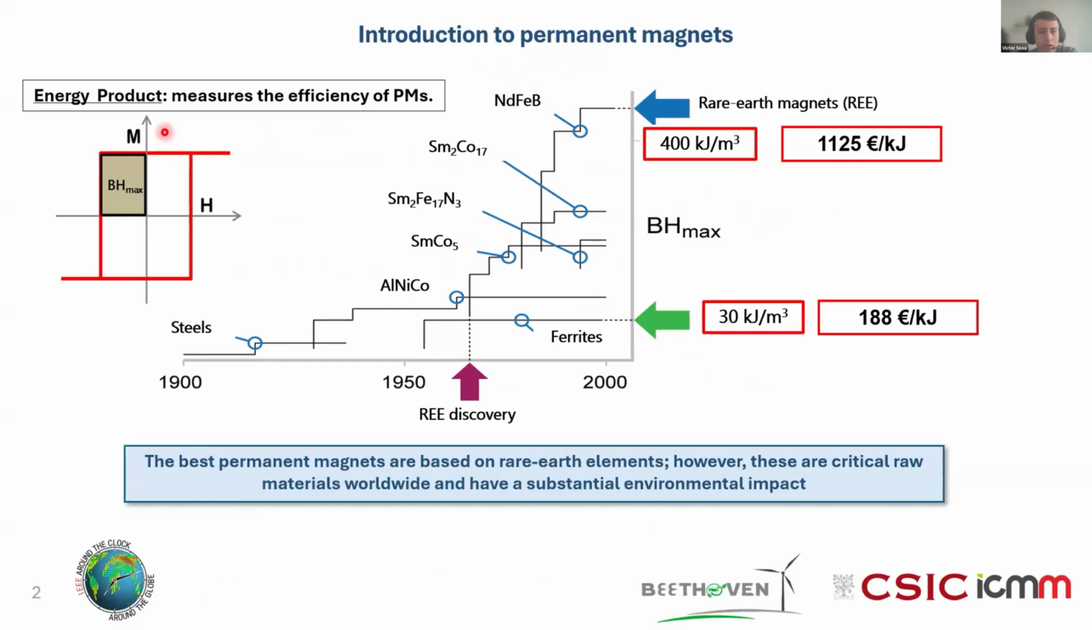We can measure the efficiency of permanent magnets using the energy product, and the best ones are based on rare earths. The problem with rare earths is that they are critical raw materials, they have a huge environmental impact, and they are quite expensive. So the idea is to look for alternatives, and among the alternatives we have the ferrites, and our main goal is to improve the properties of the ferrites.